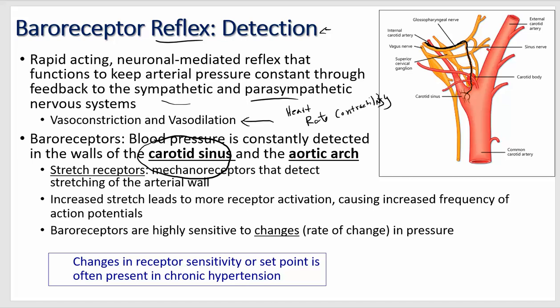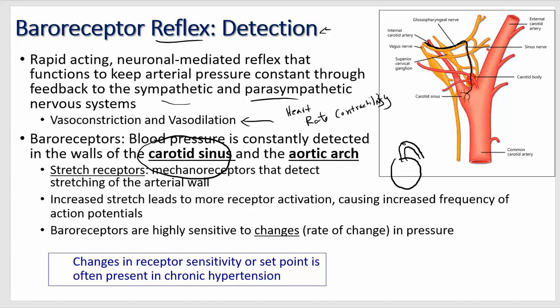Now the aortic arch, I don't have a picture of it here, but if you picture your heart, coming out of the aorta is the aortic arch. So we have detection there in the aortic arch. And what they do is they measure stretch. So we have to measure blood pressure.